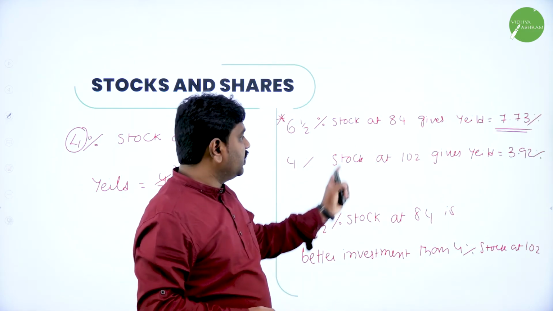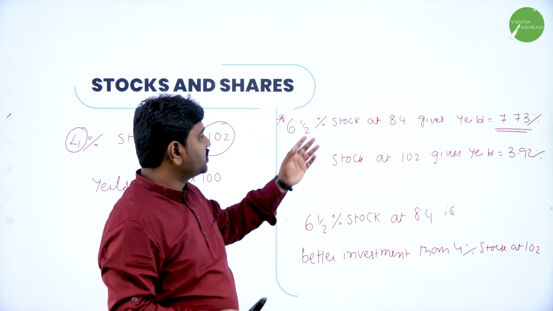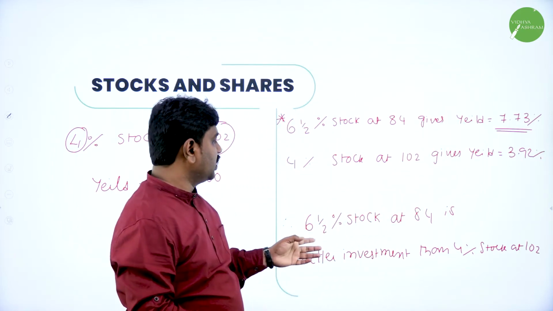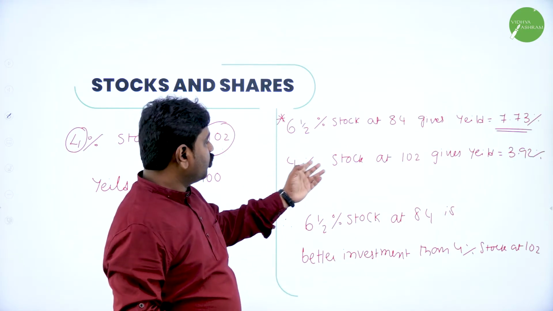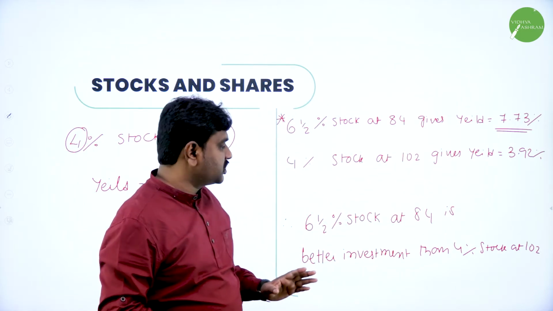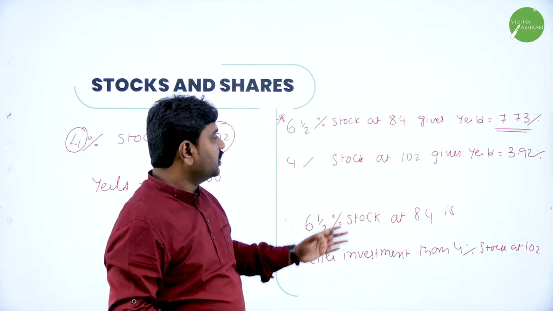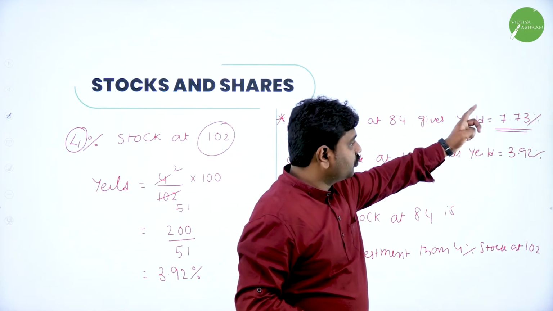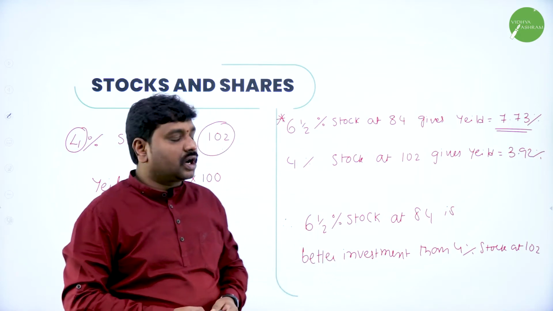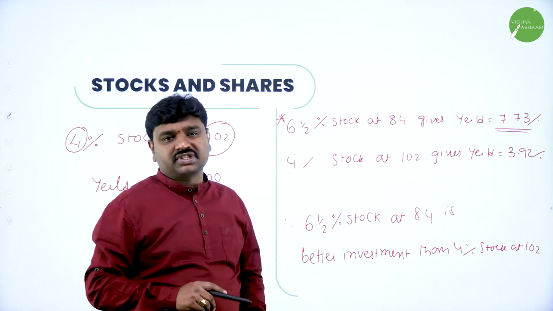So we got yield for two cases. For 6.5% stock at 84, you get a yield of 7.73% using the formula we calculated, and 4% stock at 102 gives you a yield of 3.92%, again using the formula. Comparatively, out of these two, the first one is giving you more yield. Therefore, 6.5% stock at 84 is a better investment.